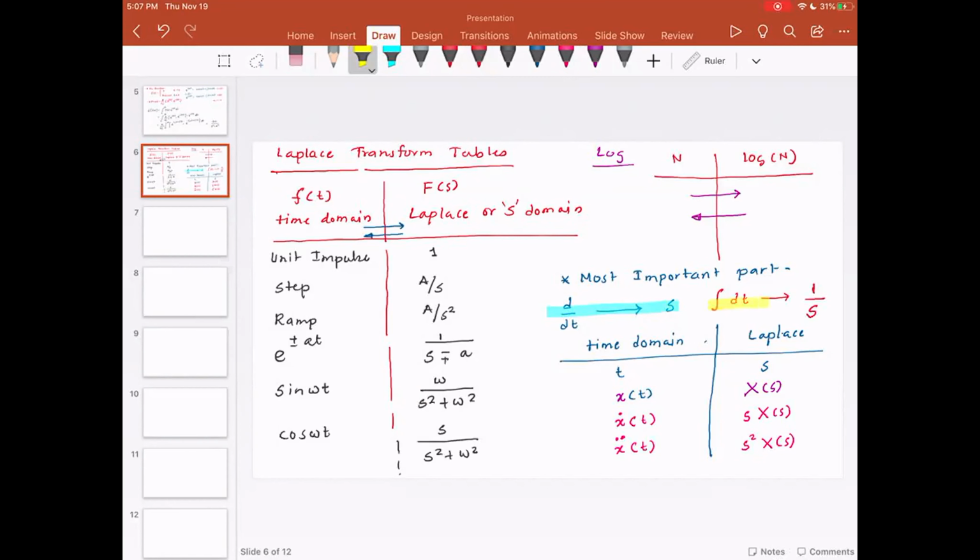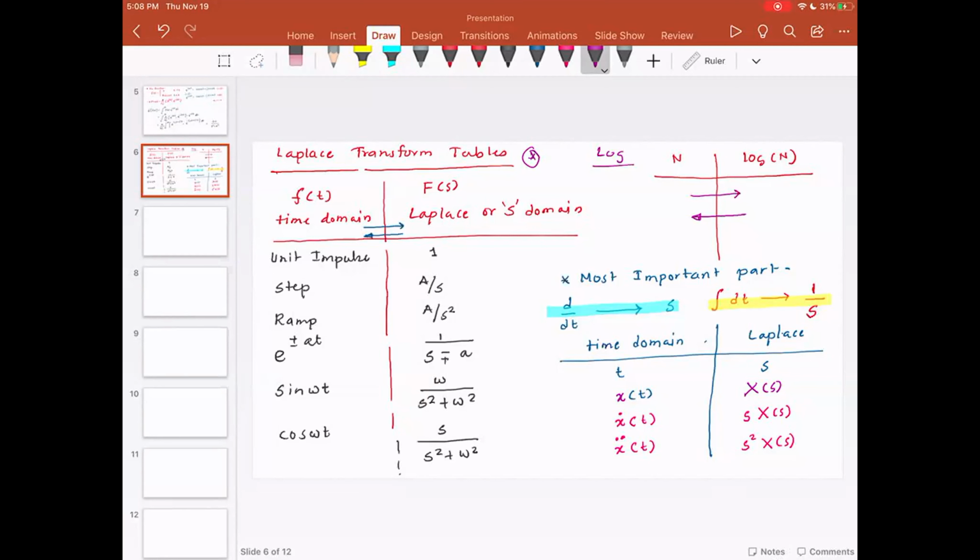These two are super important relationships that we use a lot when we try to solve problems using Laplace domain. This is so important that I'm going to repeat it once again. It doesn't matter if you don't remember these Laplace tables, the tables that I have over here. Even if you don't remember, that is okay. MATLAB will help you with that.